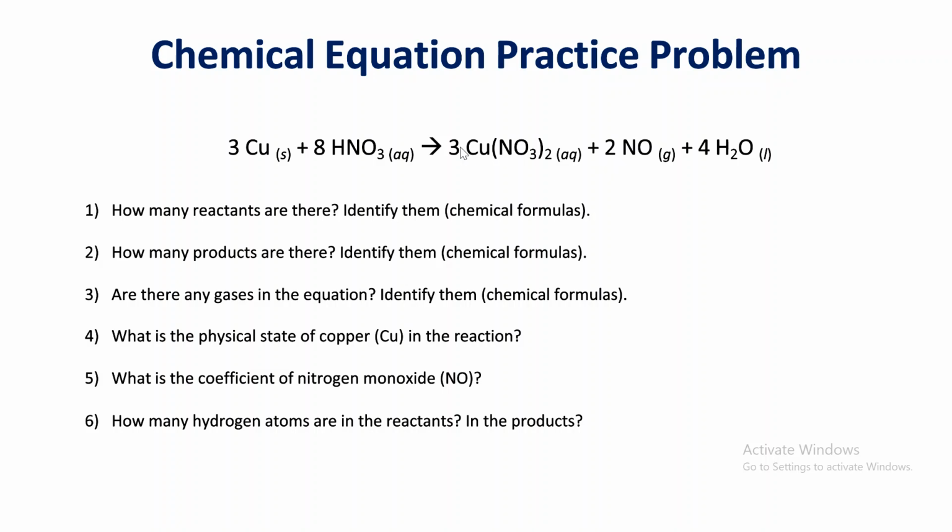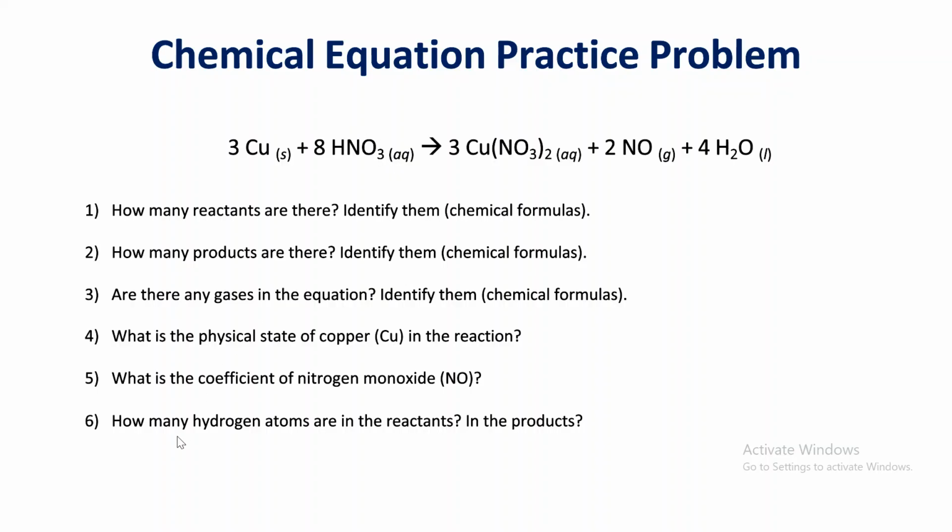And as a review, that 2 is a coefficient, 3, 8, 3, and 4. All these numbers are coefficients. And the little numbers, for example, in HNO3, this 3 here is called a subscript, which is a number written at the bottom of each element that tells us how many of this atom we have in the compound.